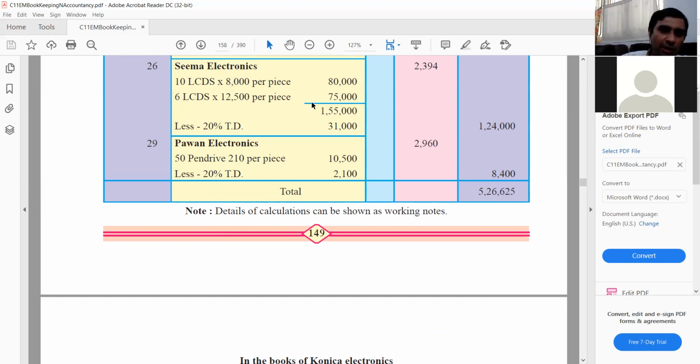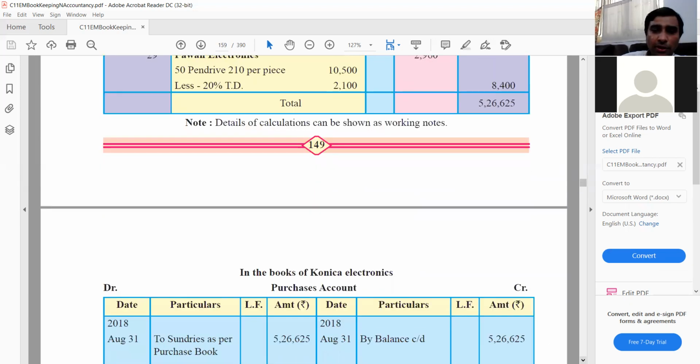So all these details of calculations, there you go. You need not show it in the purchase register, in the purchase book, right? It is going to just make the purchase book very messy. It's not how the accounts book is supposed to look like. You're supposed to do that on a calculator.